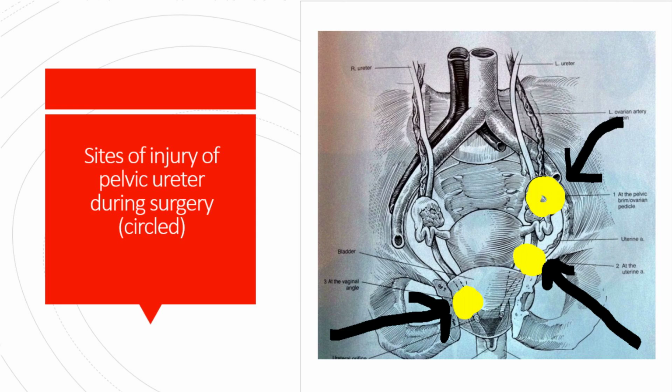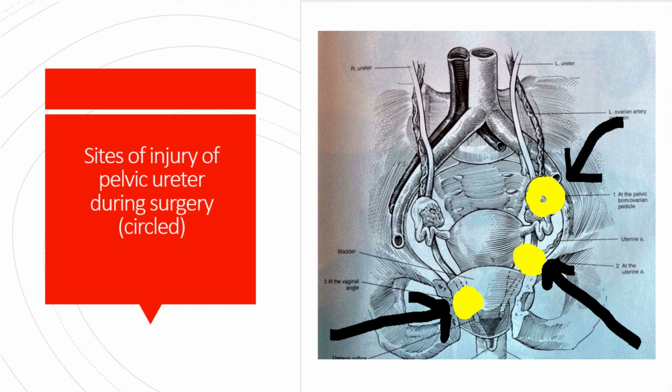80 to 90% of ureteral injuries occur in the pelvic segment of the ureter, closest to the bladder. The pelvic segment of the ureter is highlighted in this image. Maintain meticulous surgical technique and generous exposure.